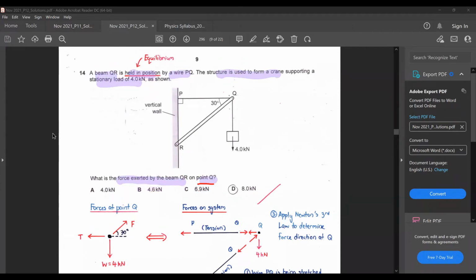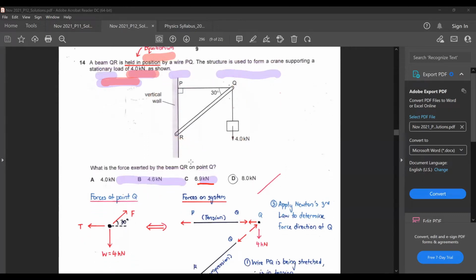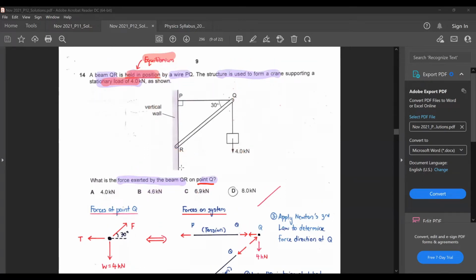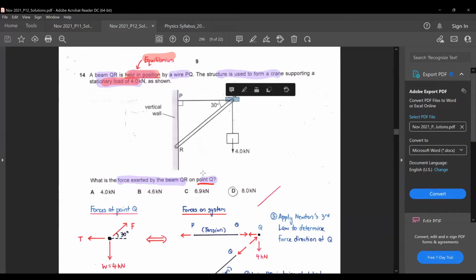So one of the things you should know here is this. The whole system is not moving. They say that beam QR is actually being held in position by wire PQ, and it's supporting a stationary load. So the entire thing is not moving. This entire thing is in equilibrium. All right, that's one of the things to know here. They are asking you what's the force exerted by beam QR on point Q.